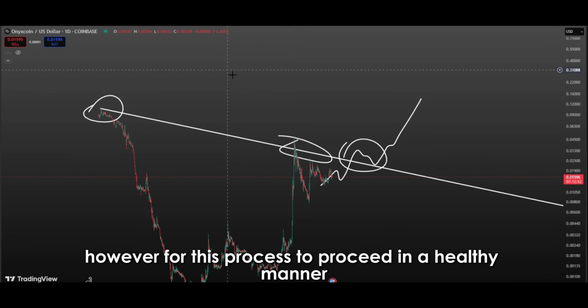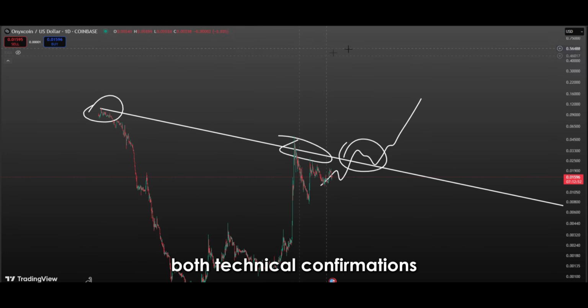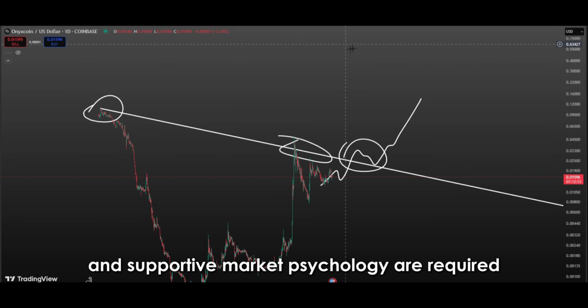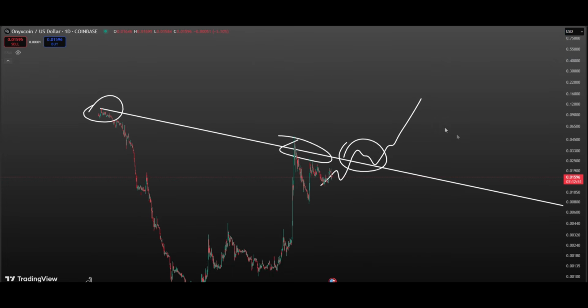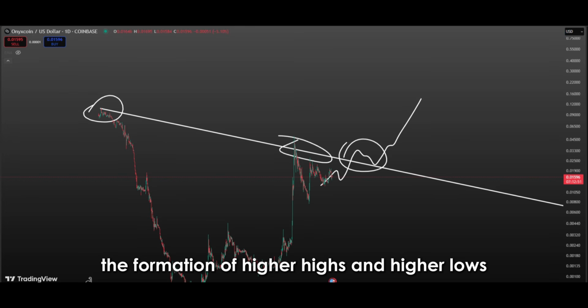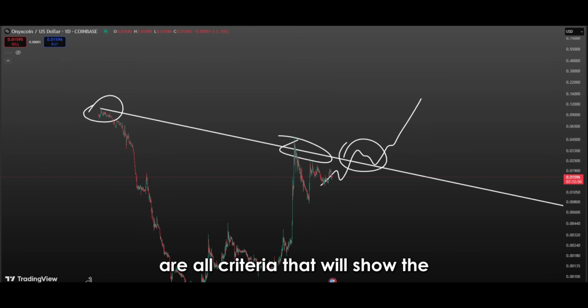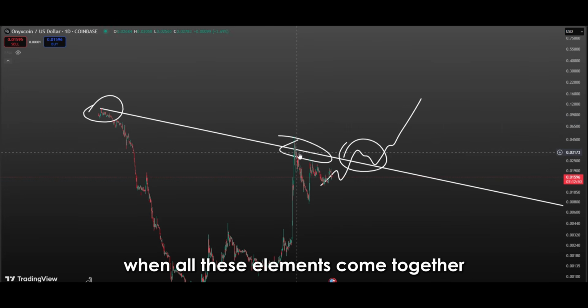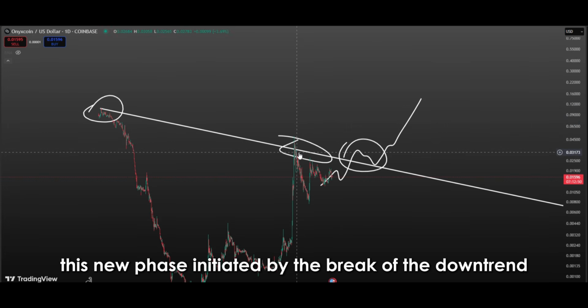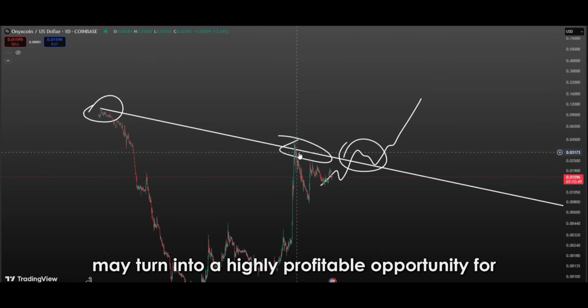However, for this process to proceed in a healthy manner, both technical confirmations and supportive market psychology are required. Price remaining above the trend line, the formation of higher highs and higher lows, and increased volume are all criteria that will show the sustainability of this rally. When all these elements come together, this new phase initiated by the break of the downtrend may turn into a highly profitable opportunity for investors.